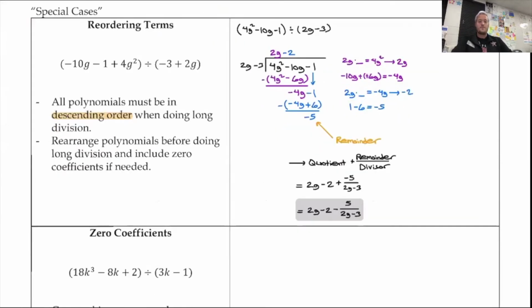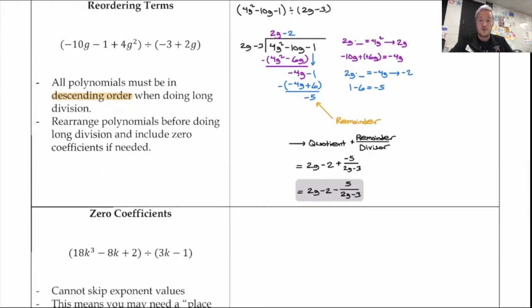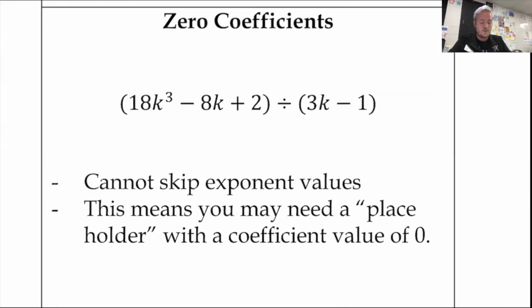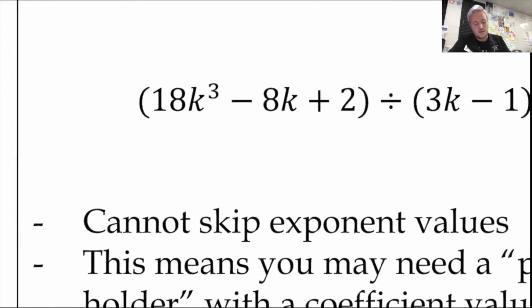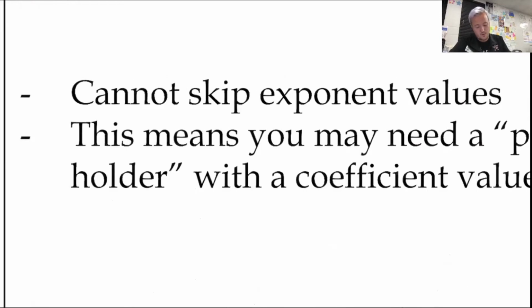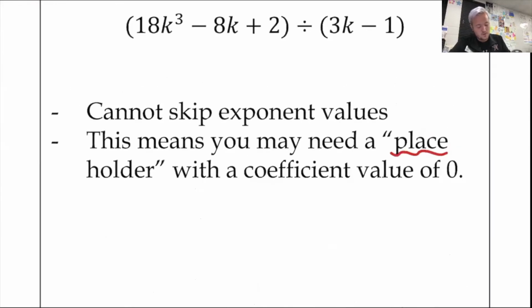All right. So for the next one, now we have what we call zero coefficients. So you can't skip any exponent values. If you look at the dividend, notice how we go from an exponent of 3 to an exponent of 1. We completely skipped an exponent of 2. When we're dividing polynomials using long division, we can't do that. So what that means is we actually have to give it a placeholder. So we need a placeholder with a coefficient of 0.